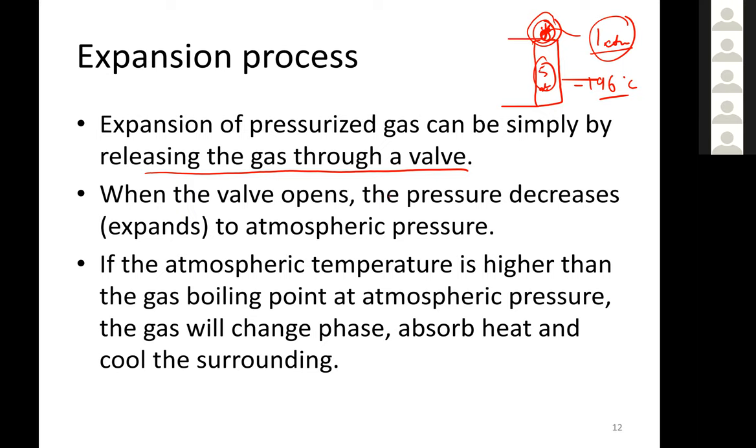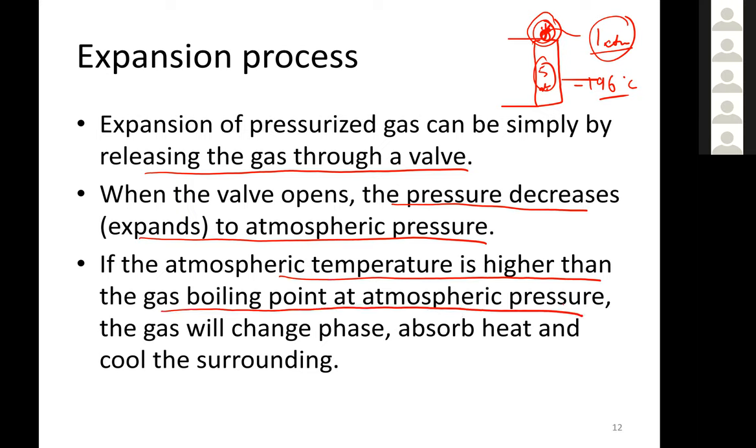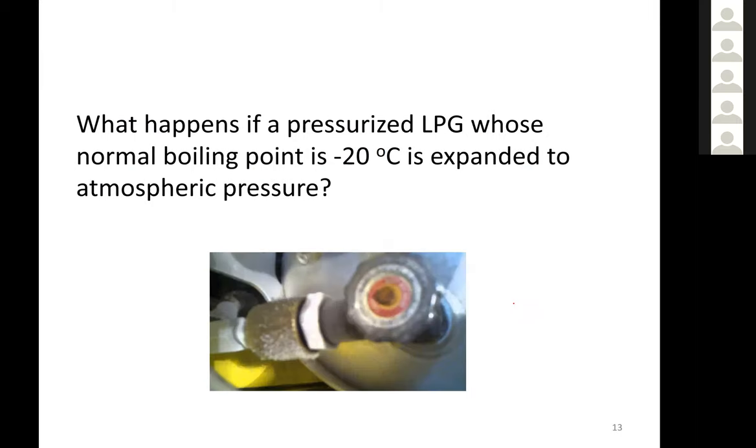So when the valve opens, the pressure decreases or expands to atmospheric pressure, if I have that pressurized gas. If the atmospheric temperature is higher than the gas boiling point at the atmospheric pressure, then in that case, of course, I will experience phase change. There will be some phase change that's going to take place. And so in that case, the nitrogen gas or the pressurized gas is going to change from the liquid phase to the gaseous phase. And so heat is going to be absorbed from the surrounding into the gas.